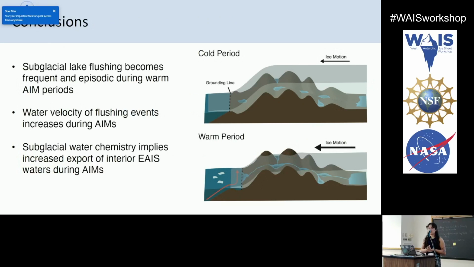So finally, on the right, you can see this diagram. This is what we think is happening during these two different time periods. So during the cold period, we've got a subglacial system that is more isolated and flowing less. And then during the warm period, we've got ocean warming and then greater hydrologic connectivity accessing those interior East Antarctic ice sheet waters. And also during this time, subglacial lake flushing becomes frequent and episodic, and water velocity or water energy of those flushing events also increases.